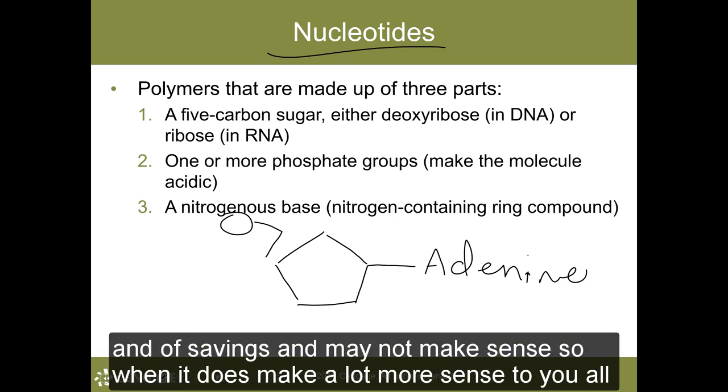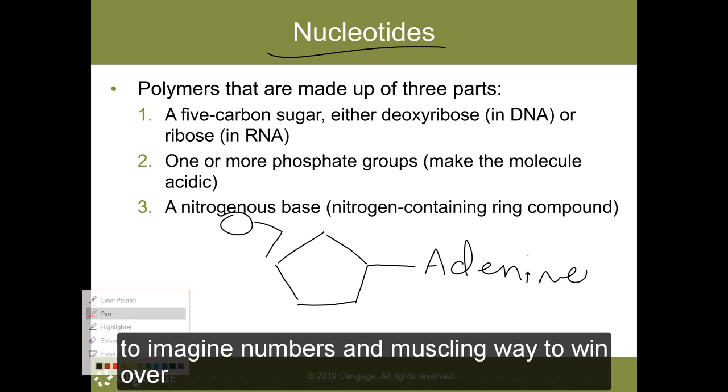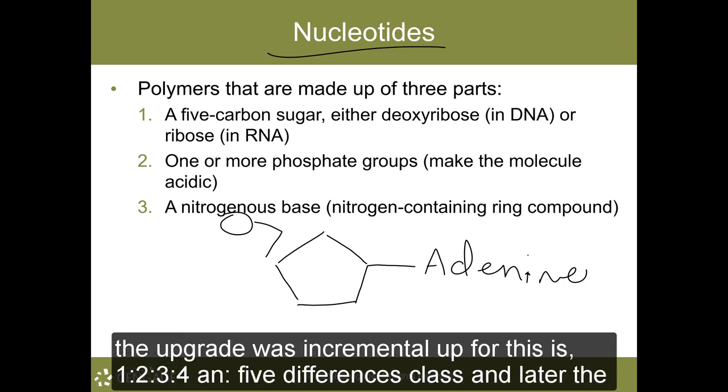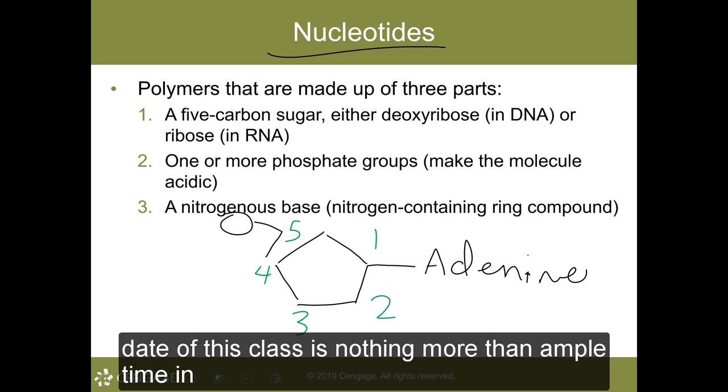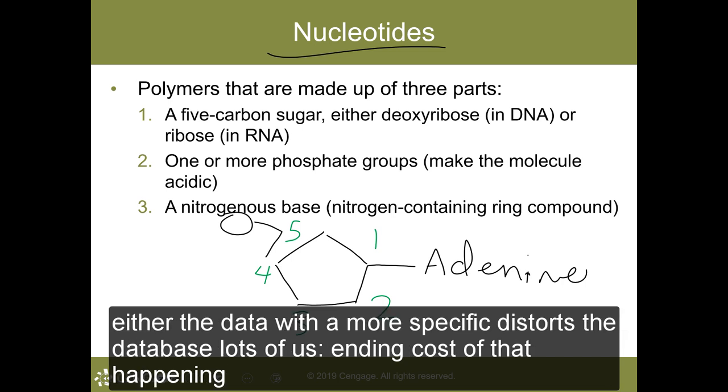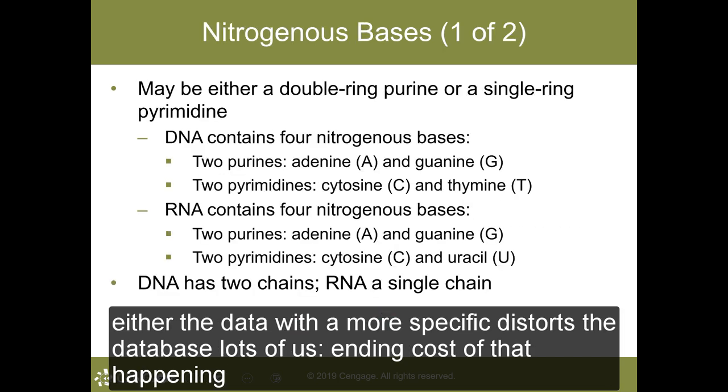And I'm saying things that may not make sense, so I want to make this make a lot more sense to you all. Because I mentioned numbers, and you might say, wait, where is he getting these numbers? So I'll go with green. Green's been showing up pretty well. So this is carbon number 1, carbon number 2, carbon number 3, carbon number 4, and carbon number 5. This will make sense a bit later, but there you go. This is nothing more than a nucleotide, and I'll leave it at that for now. We'll get more specific in just a moment. So nitrogen bases, I spoke to that being the adenine there.